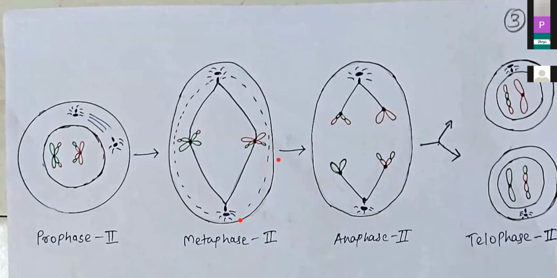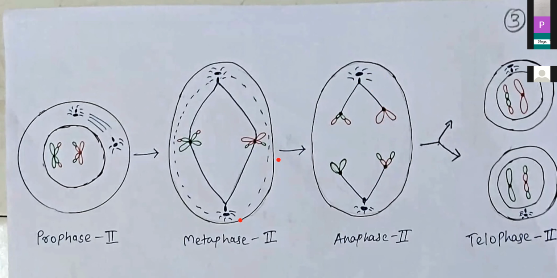Then in anaphase 2, the shortening of the spindle fibers, microtubules, and when they get shortened, they split the centromere here and separate the two sister chromatids, one of them with the recombinant stage, another one without recombination. They get separated. The chromatids will be heading towards the poles over there, respective poles towards which they shall be migrating.